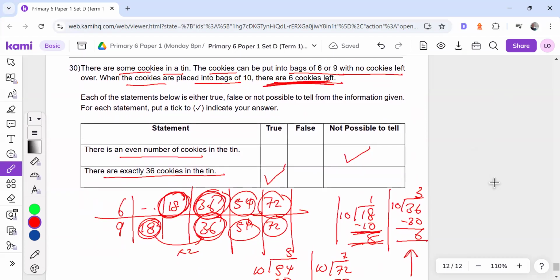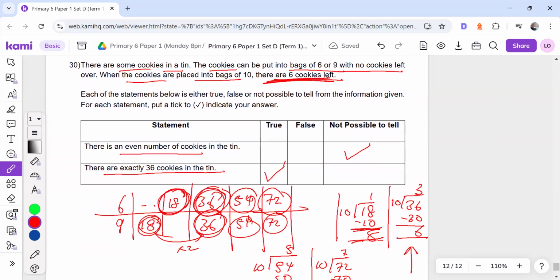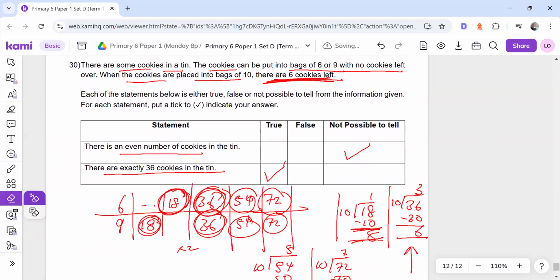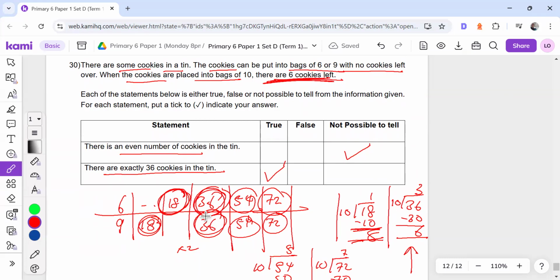Okay, Miss, I may be getting something, but I can't get what you are trying to say. So 36, okay, there is an even number of cookies in the tin. Oh, okay. My apologies. There is an even number of cookies in the tin. If you look at all the multiples, isn't that all even numbers? All can divide by 2. My mistake. Yes, 36 is an even number, so it has to be true.